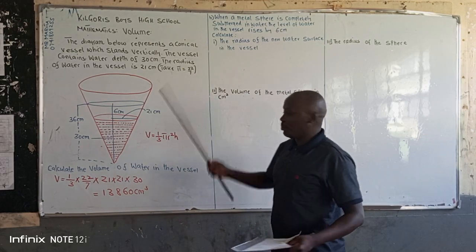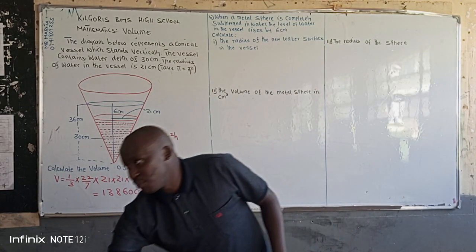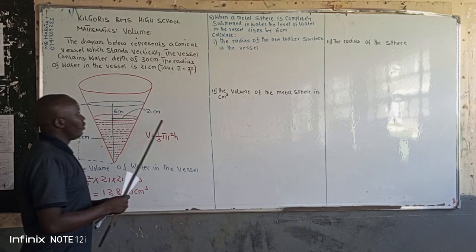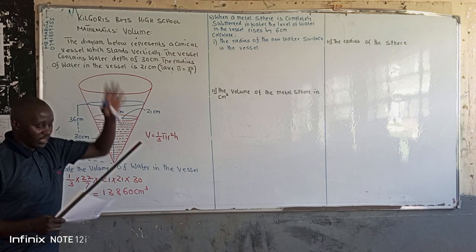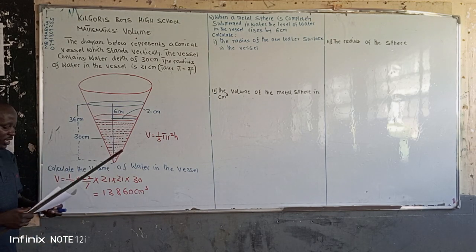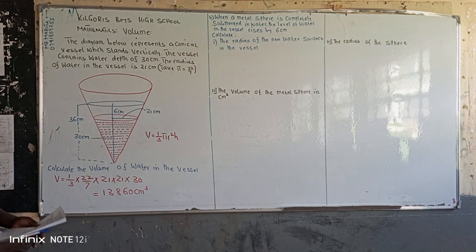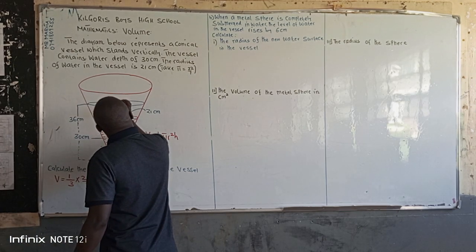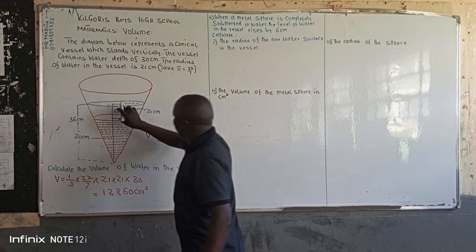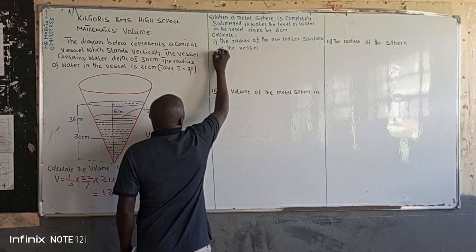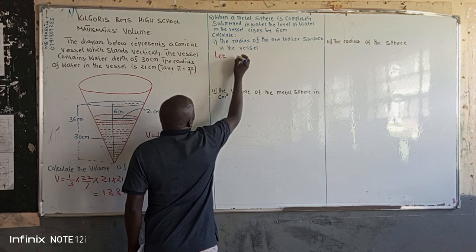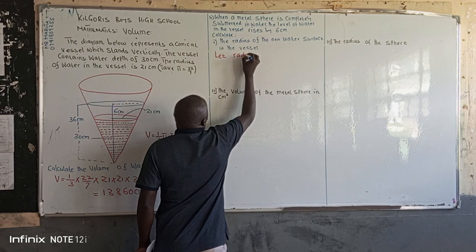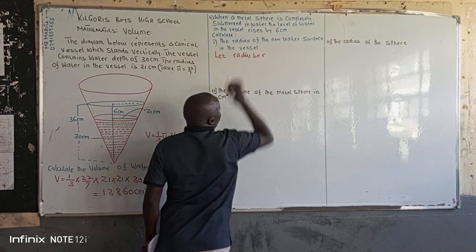So after the water rose by 6 centimeters, we are supposed to calculate the radius of the new water surface in the façade. So how do you get the radius of the new water surface here? Let's say the new radius be r.